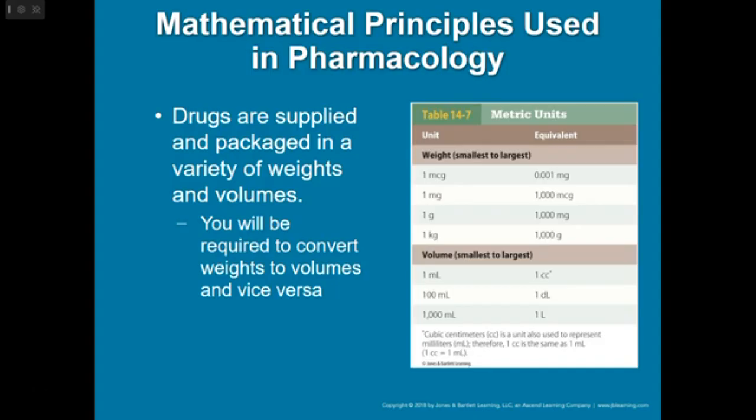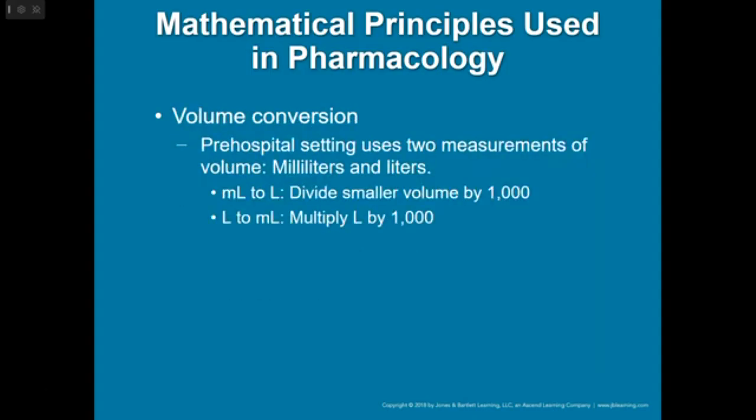When it comes to the weight base, 1 microgram would be 1/1000th of a milligram. 1 milligram would be 1,000 micrograms. 1 gram is 1,000 milligrams. And 1 kilogram is 1,000 grams. Just look all this over. Study it. Use some other resources to get familiar with the metric system if you're not. We're going to be practicing it a lot. You're going to be converting all this stuff.